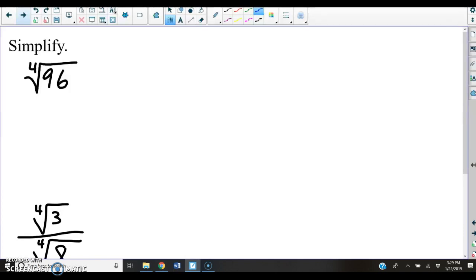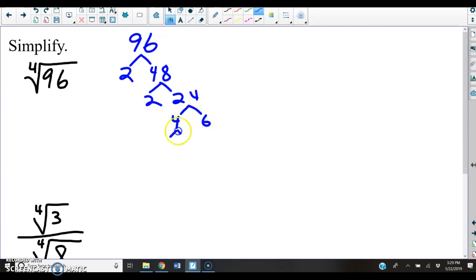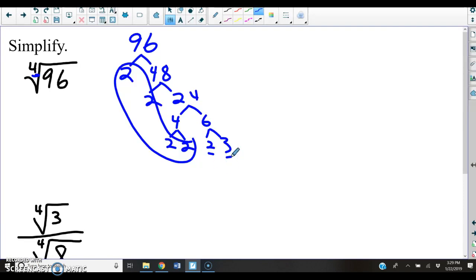Okay, we want to simplify the 4th root of 96. Some of you recognize 96 as 6 times 16, but some of us don't. So I'm going to start breaking it down. That's 2 times 48, which is 2 times 24. Now I know that's 4 times 6. Now this is 4th root, so I need 4 of a kind. I got 4 2's that I can group together and a leftover 2 and 3. So I'd have 2 and then the 4th root of 6.